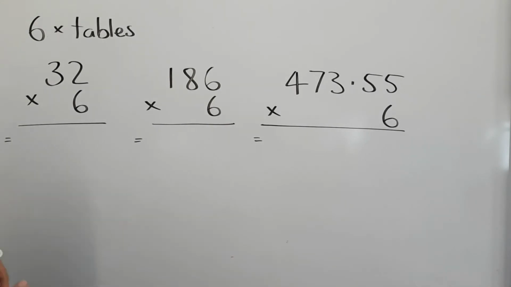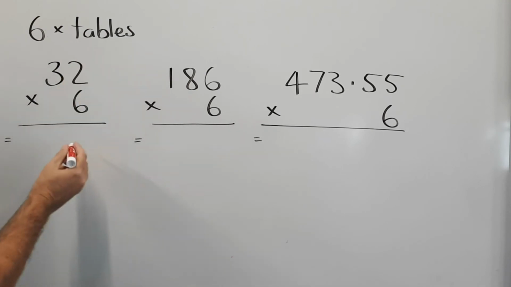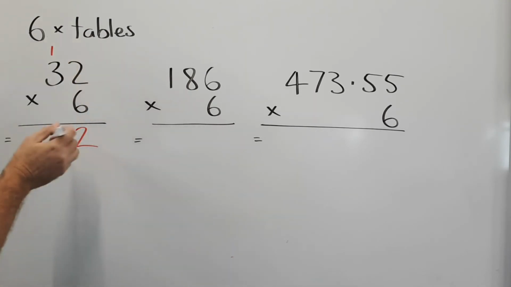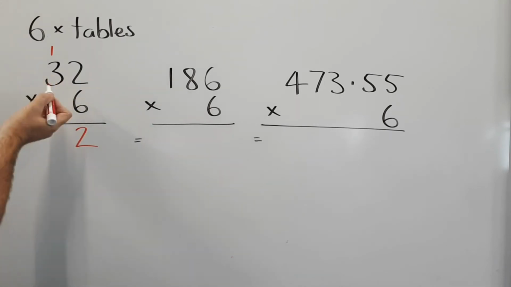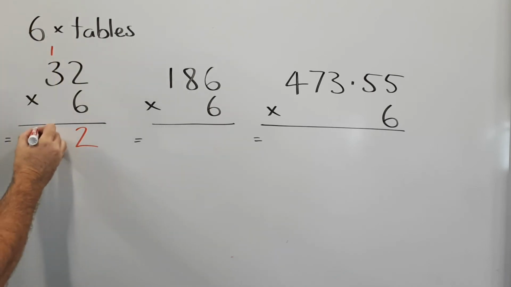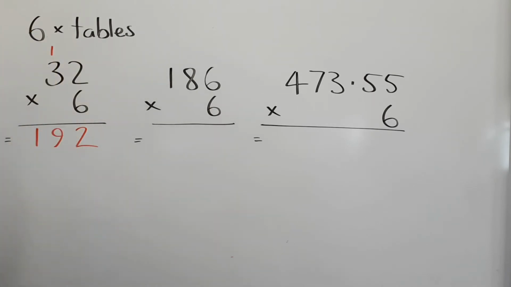Okay, hopefully you had enough time to have a go at a few of these ones. 6 times 2 gives you 12. Carry the 10 up to the tens. 6 times 3, 3 tens in this case, is 18 plus the 1 should give you 192.